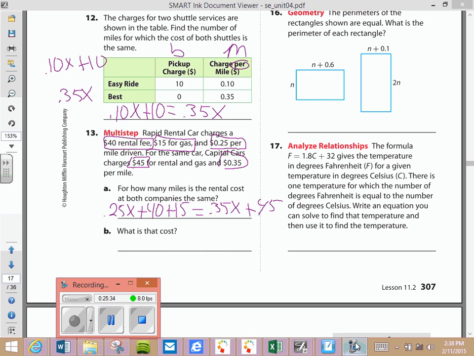Huh? Oh, 80? Was it 80? You have to go back and plug it in.